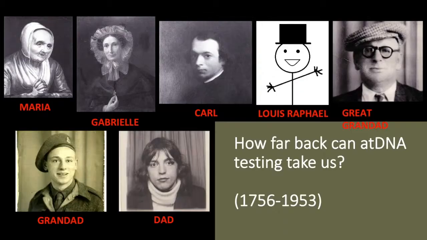So here we've got some of my ancestors. That's my dad at the bottom there, and then my granddad. I would be using my pointer right now, but I can't because I'm back here, so you're going to have to figure it out. That's my great-granddad, and then my great-great-granddad Louis Raphael, and then my great-great-great-granddad Carl, and my great-great-great-great-grandmother Gabrielle, and my great-great-great-great-great-grandmother Maria. And she was born, Maria, in 1756.